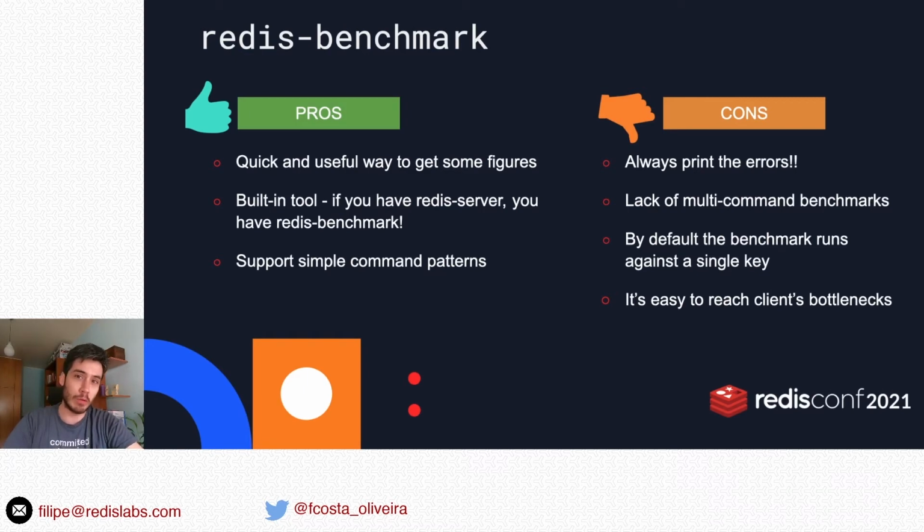And by default, it will also benchmark just a single key with these default configurations, which means that, for example, when you want to benchmark Redis cluster or more complex scenarios, or you want to benchmark a more complex key space range, you should take that into account. And as you saw before in Or's part of the presentation, it's very easy to reach client bottlenecks, so you should take that into account.